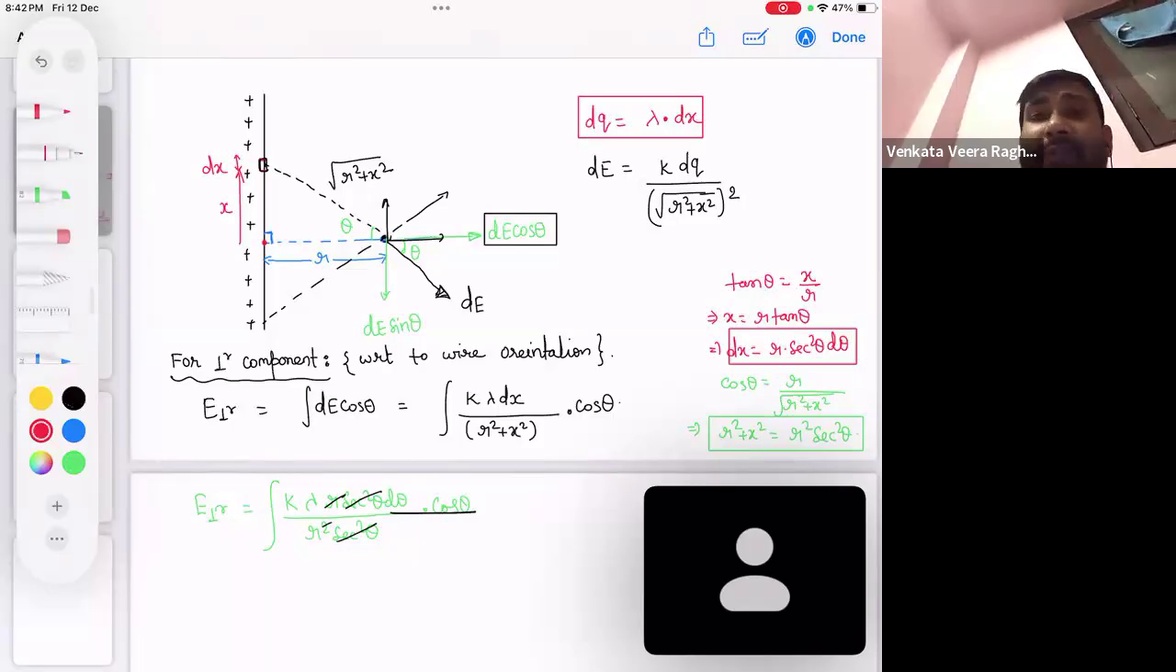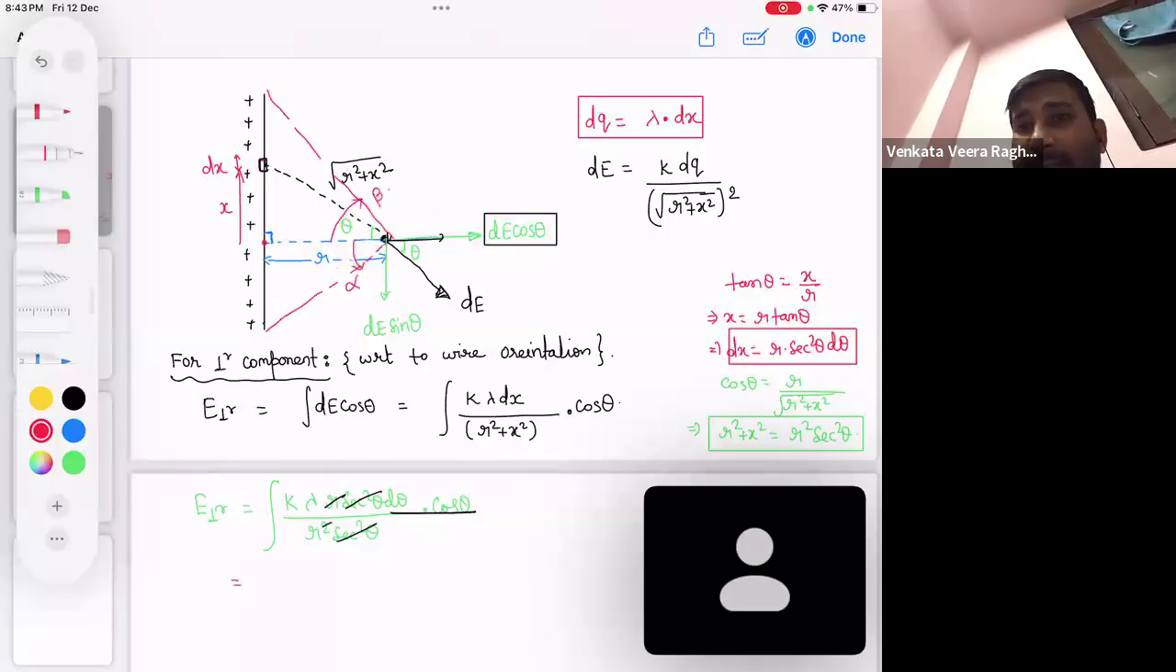What will be the limit of integration? Limit of integration means what? Where are the ends of the rod? So one end of the rod is here. Let's say it is making alpha angle. The other end of the rod is here. Let's say it is making beta angle.